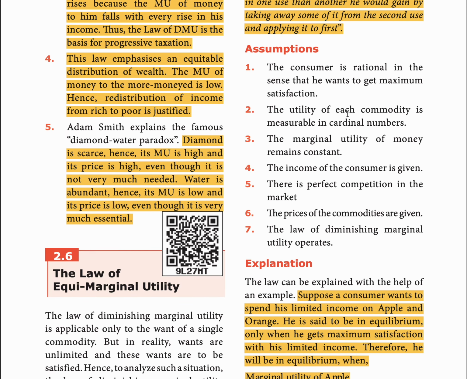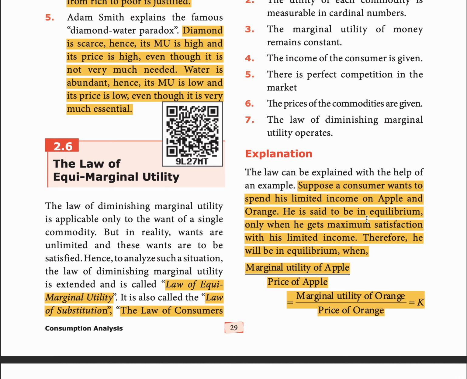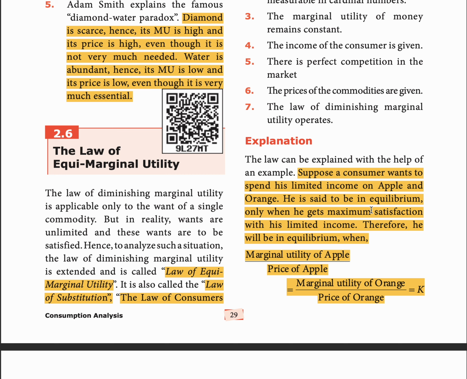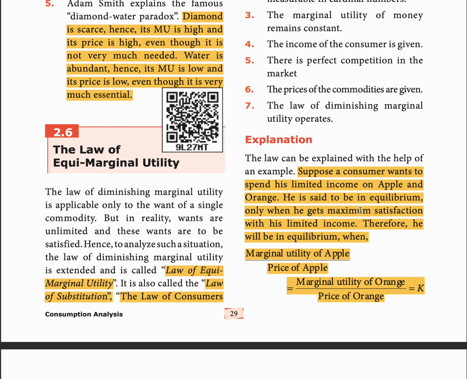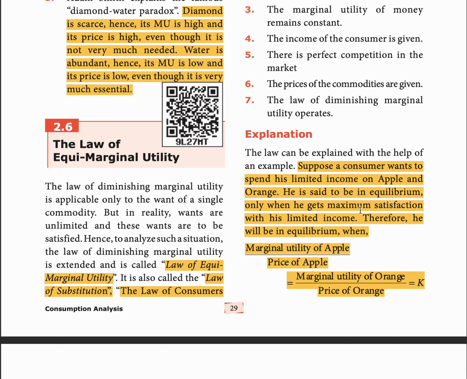Now, friend, let's understand this law with the help of an example. Suppose a consumer wants to spend his limited income on apple and orange. So there is one consumer who has X amount of income and he wants to distribute this income on apple and orange. This law says that he is said to be in equilibrium only when he gets maximum satisfaction with his limited income.